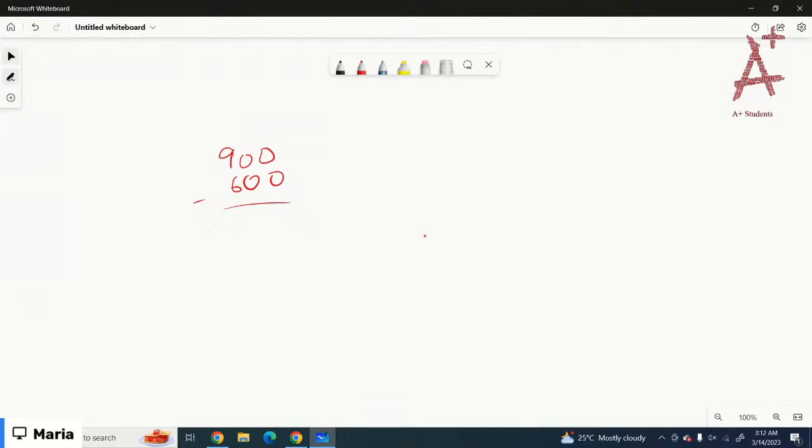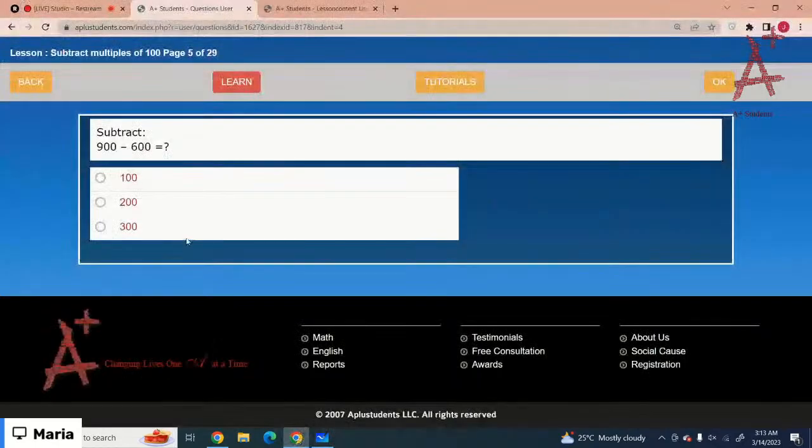Got it? 0 minus 0 is 0. 0 minus 0 is 0. 9 take away 6 is 3. Got it? That means 900 minus 600 equals 300. So the correct option is 300.